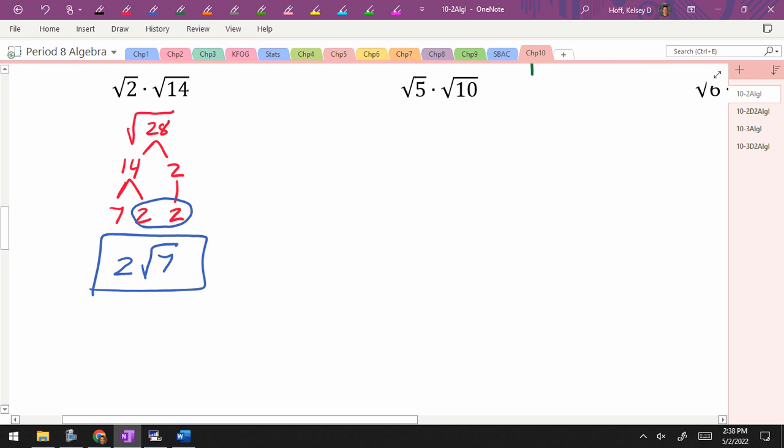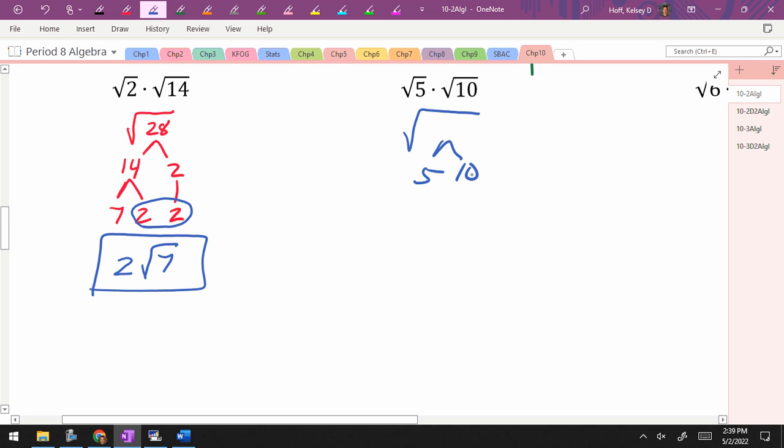Try the next one. Square root of 5 times the square root of 10. Now I know some of you are thinking this is really silly, Miss Hoff, that I'm multiplying together and then re-breaking them down. So what you easily could do is just put them under 1, right? And go 5 and 10.